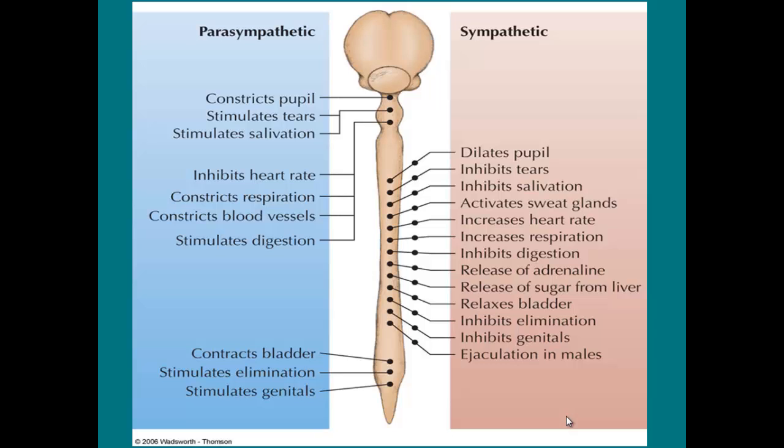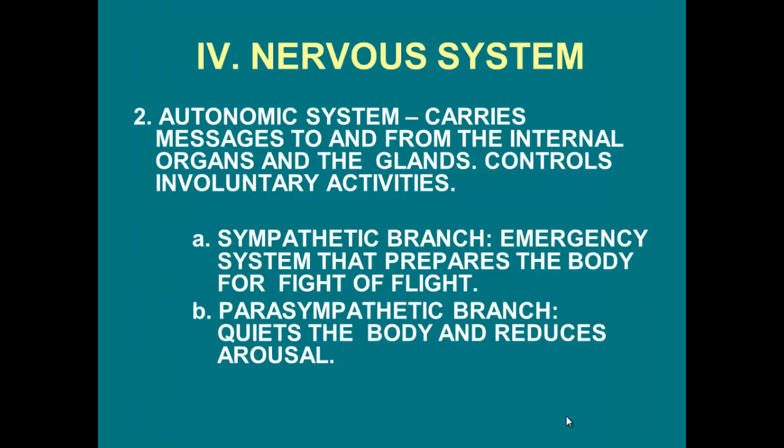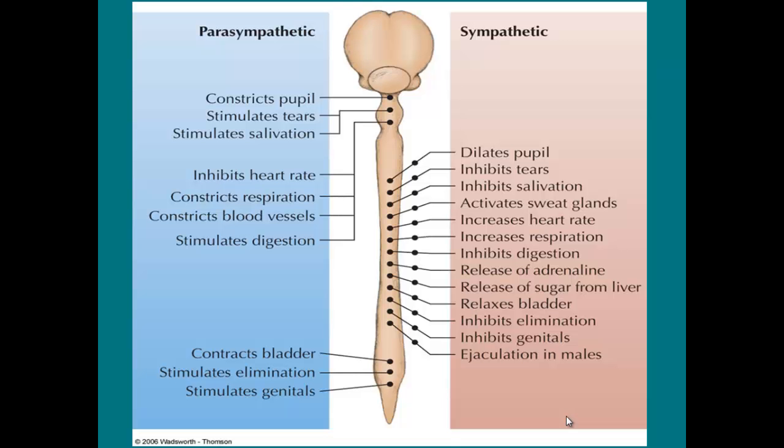So there you are, gearing up to fight or to flee. And then when we kill the saber-toothed tiger or we get away, when it's all over with, the parasympathetic comes in and quiets the body and reduces arousal. So parasympathetic on the other side slows everything down. And this is done automatically. Danger, boom! Fight or flee.